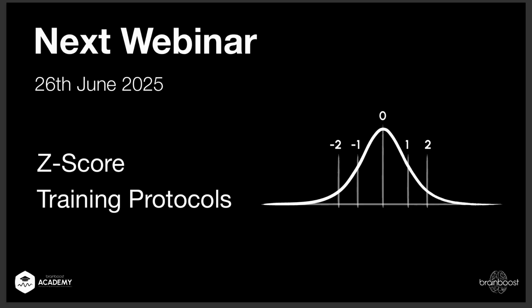And the next webinar is going to be about how you can use Z-score training protocols in our BrainAssistant. So of course, I'm going to explain shortly what Z-scores are, but then also show you how you can create your own Z-score protocols, but especially use Z-score training protocols in our BrainAssistant as well. So it's also included in our BrainAssistant. So hopefully you are excited about that. It's going to be end of June, June 26th. And we're going to send you an invite, of course, as well.